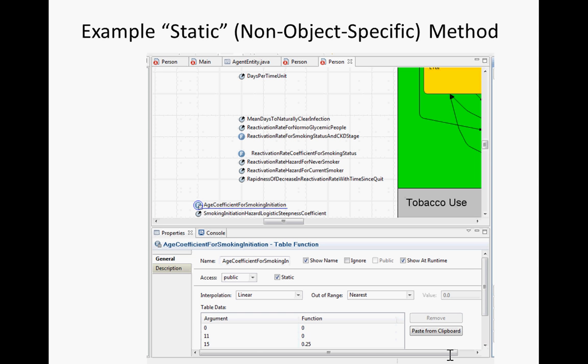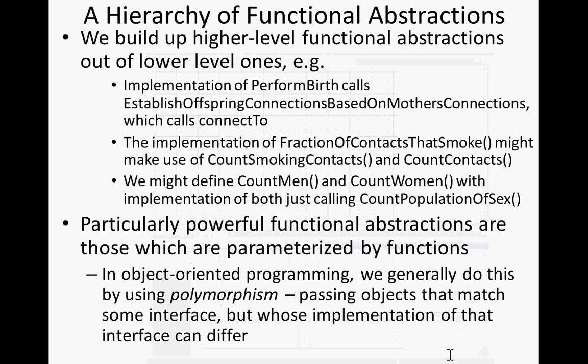Okay, so we build up functional abstractions out of other ones. Perform birth calls, establish offspring connection based on mother connection, which again should have been establish person A's connection based on person B's, or add person B's connections to person A, or something like that. We might define count men, a function so that it's very clear what it means. That might call count population of sex, which takes a parameter saying which sex to count. We might have count women, which just passes a different parameter. Maybe we have fraction of contacts that smoke, and the way it determines its answer is to divide count smoking contacts by count total contacts. So we build it up out of these pieces.